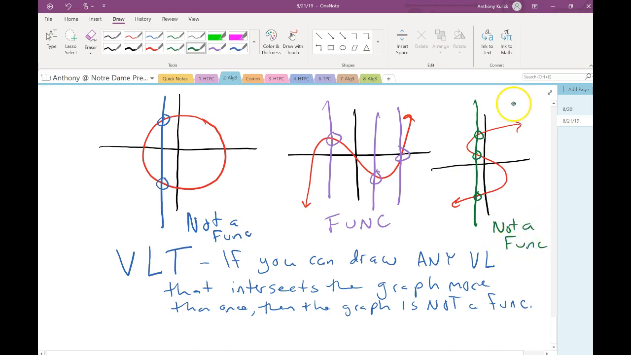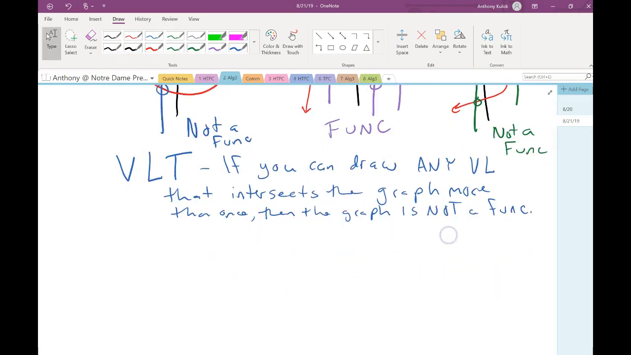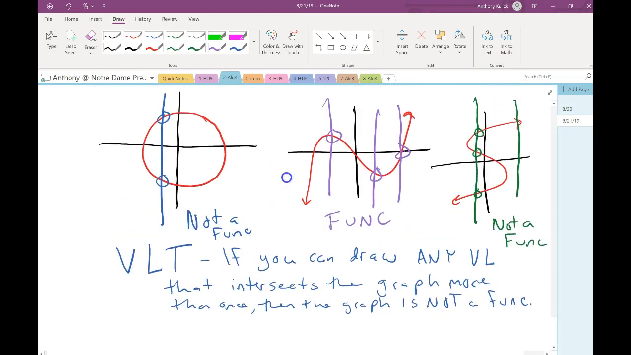Does it matter that I could draw my vertical line here and it intersects it only once? Nope, because there is still a vertical line I can draw that intersects it more than 1 time. We just need that one vertical line to exist where it intersects it twice. Everybody okay with that idea? Okay.